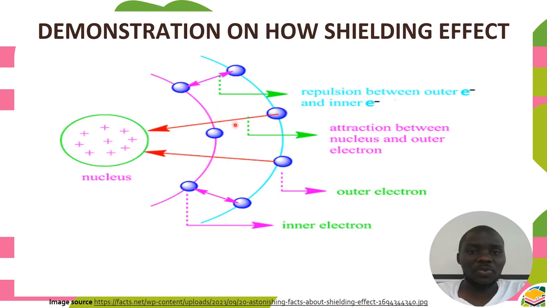So this is a demonstration of how shielding occurs. Remember, electrons do not just sit idle in the energy levels, they are always revolving. As they revolve, the attraction offered by the nucleus to the outermost energy level is blocked by these electrons, which keep moving close by. If you have many energy levels, the attraction will be reduced, because the inner electrons are more attracted to the nucleus, which reduces the attraction offered to the electron in the outermost energy level.